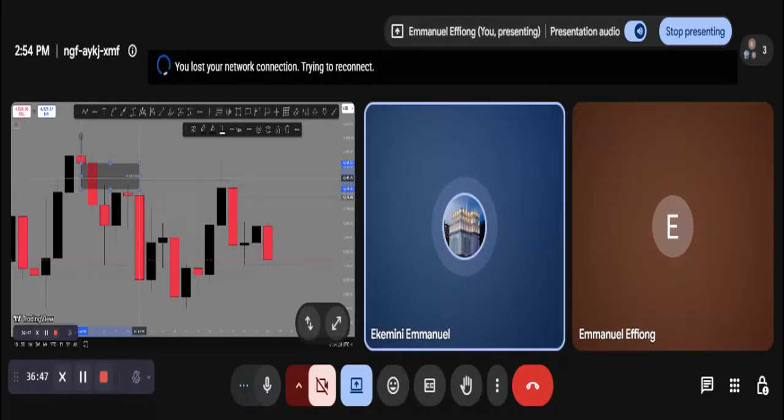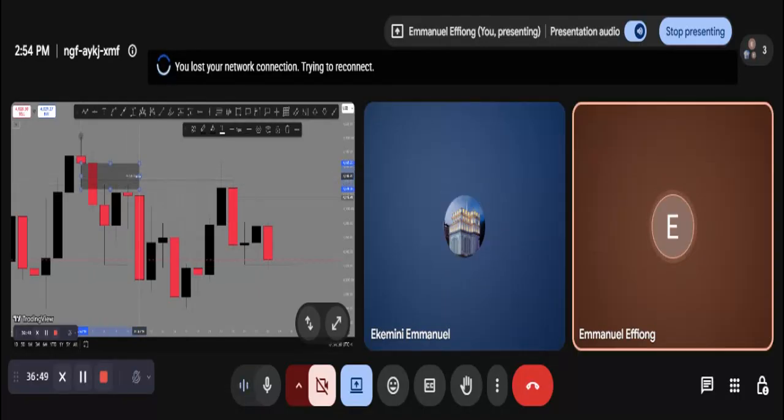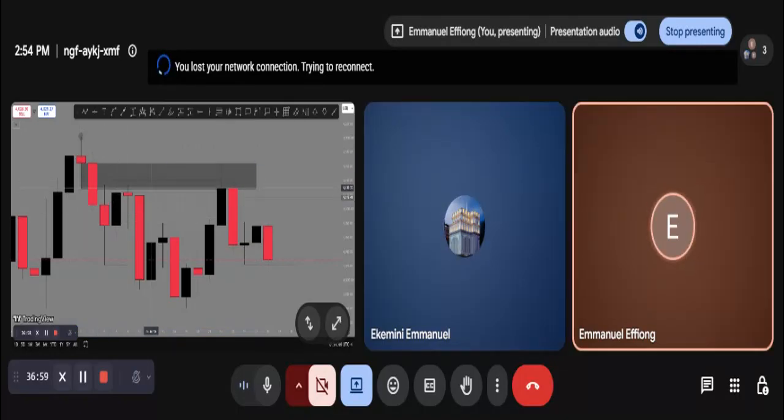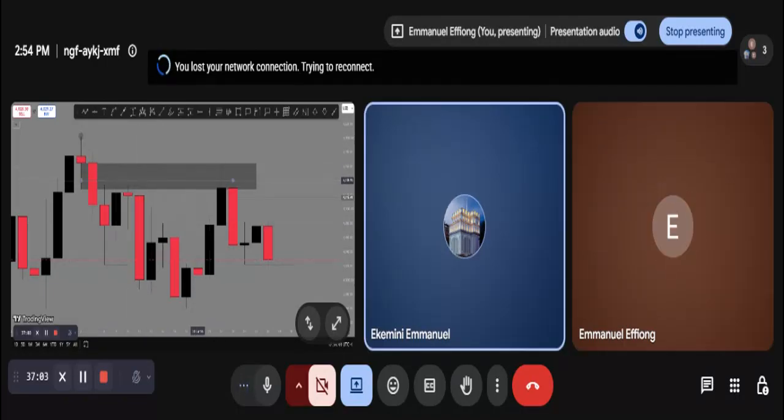Sorry, that's an initial rejection. So if you extend it to the right, the market is respecting that level. Correct. So yes, it respected it multiple times. Do you get? Yes.